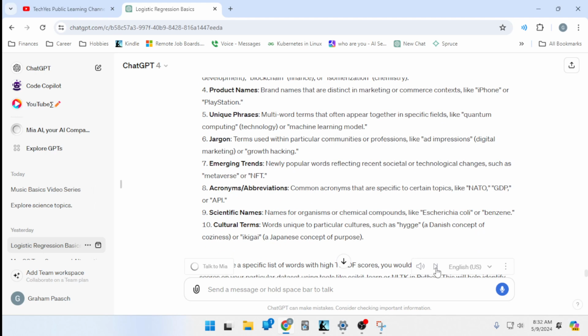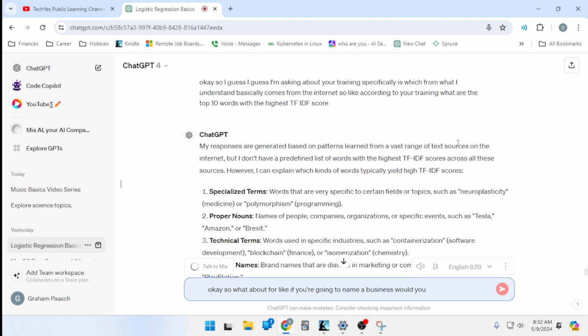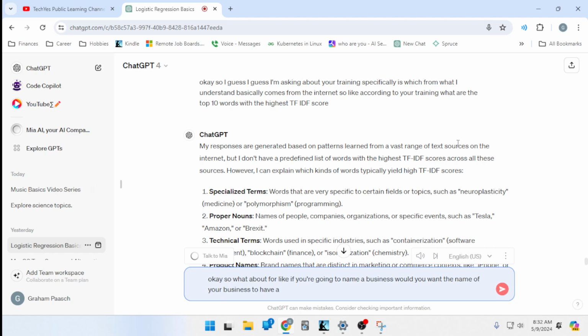Okay, so what about, if you're going to name a business, would you want the name of your business to have a high or a low TF-IDF score?